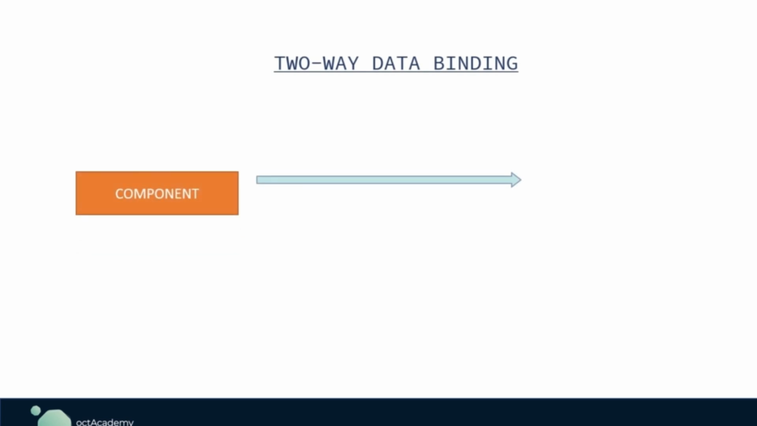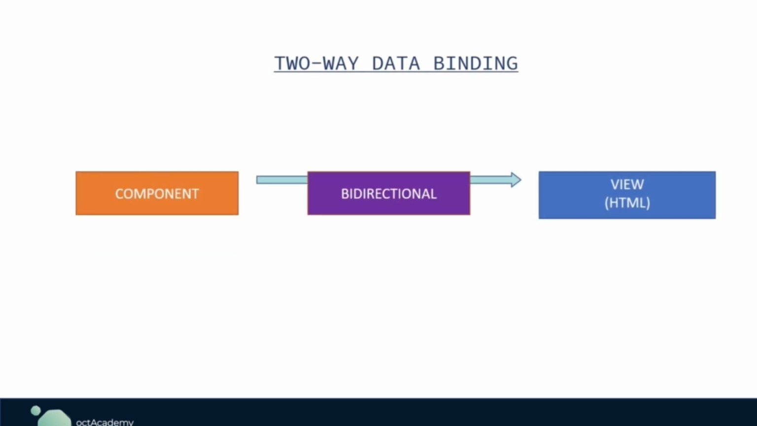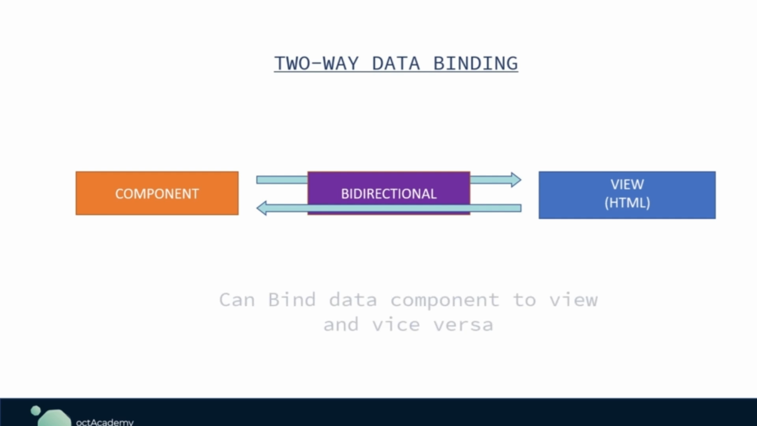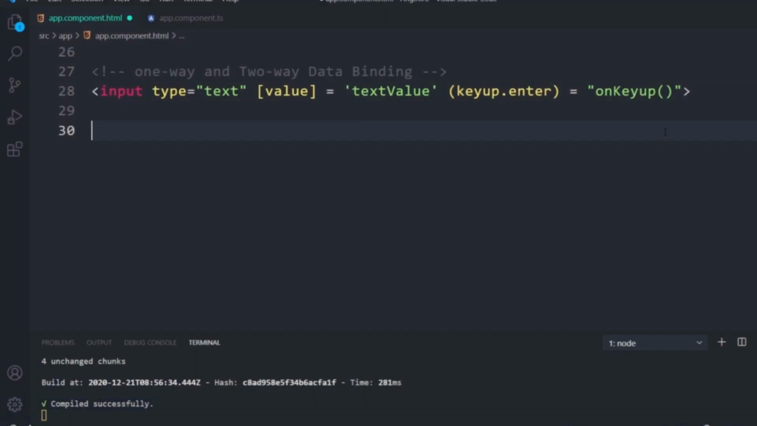But with two-way data binding, we can pass data from component to view, and also we can send data from view to component. Let's see this in action. Again, create another input field. Input type is text. Now bind this textValue variable to this. In the previous example, we did this using property binding. This time, let's do this with two-way data binding.